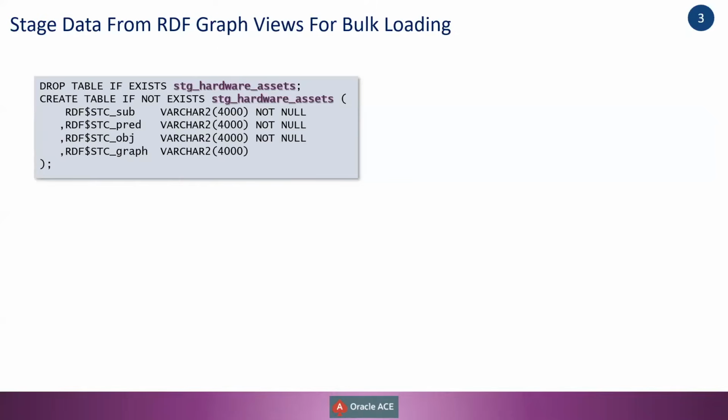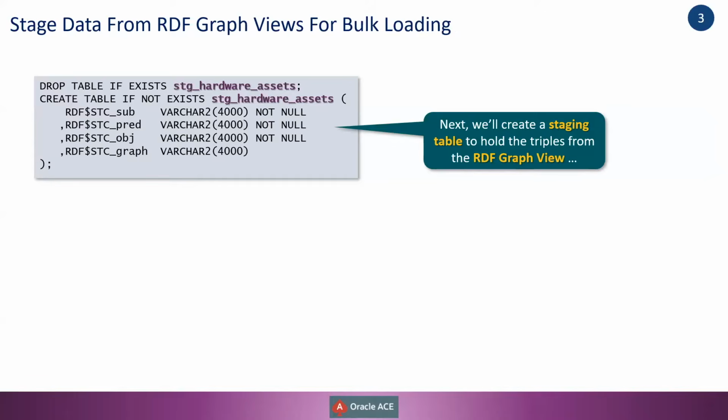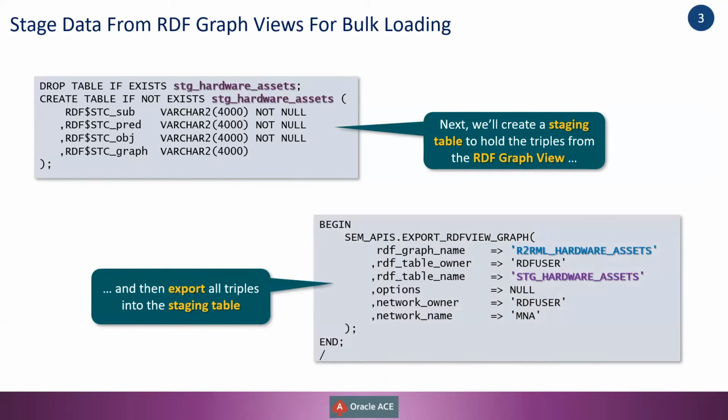What's going to come out of that graph are a bunch of, what do you think is going to be inside it? Subject, predicate, object, triples. Wonderful. So that RDF graph view, to be a little more specific, that's what I created. I'm now going to create a staging table and look at the elements of the staging table. Sub, pred, obj. Just like I told you, subject, predicate, object. Jim has a dog, right? That's what's inside the staging table. I then use SEM_APIS export RDF view graph to export the RDF graph view, a little confusing, into that staging table.